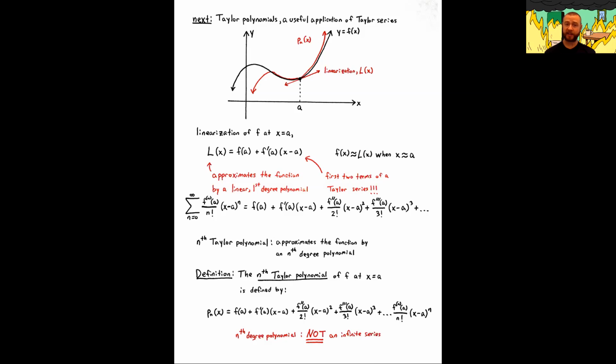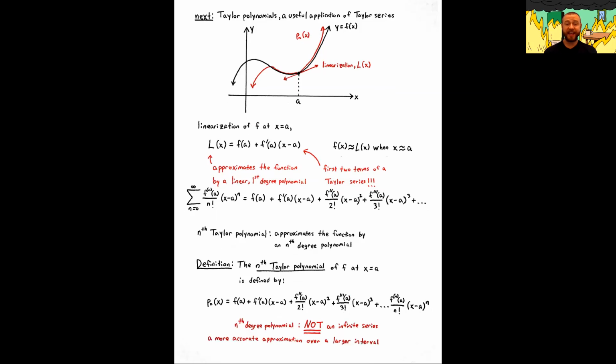So instead of approximating only very close to a with a linear function, notice we extend the range of values for which this approximation seems valid over a larger portion of the graph.